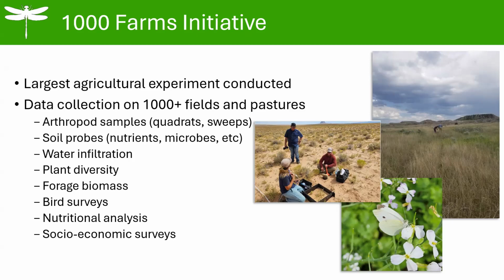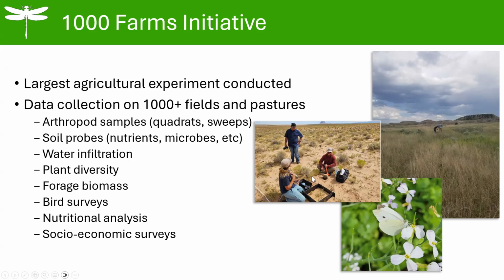When we collect data, we collect a lot of it. We do a lot of arthropod sampling, which is what I'm mostly involved in, but we do a lot of other stuff. We do soil testing, plant forage analysis, bird surveys, nutritional analysis on the food, and socioeconomic surveys to get at the economics for the farmers as well as their health and well-being. We're trying to get a holistic view of all the benefits of regenerative agriculture.